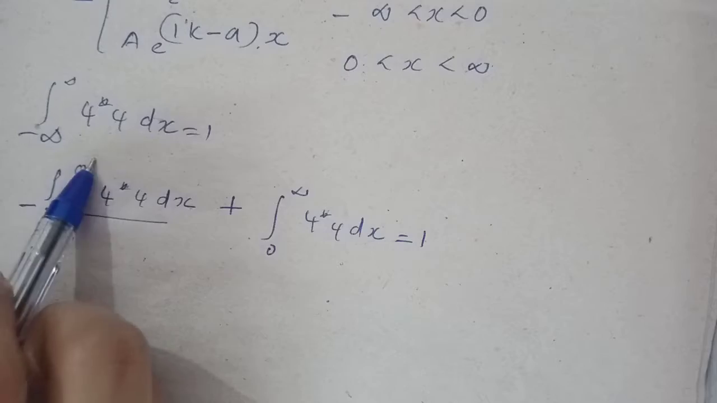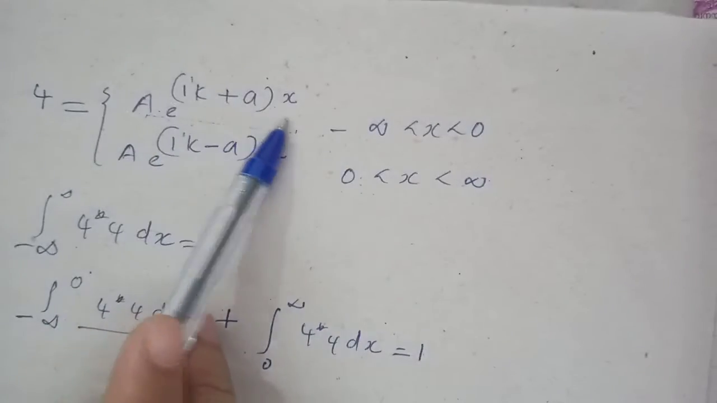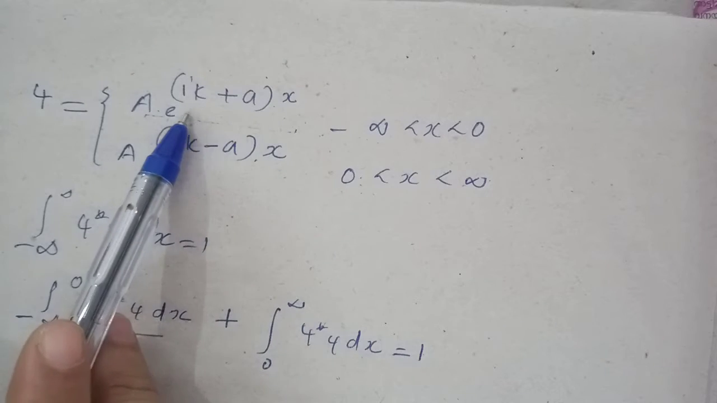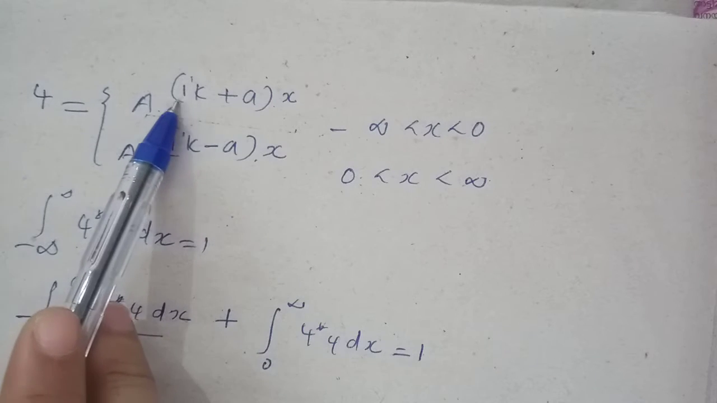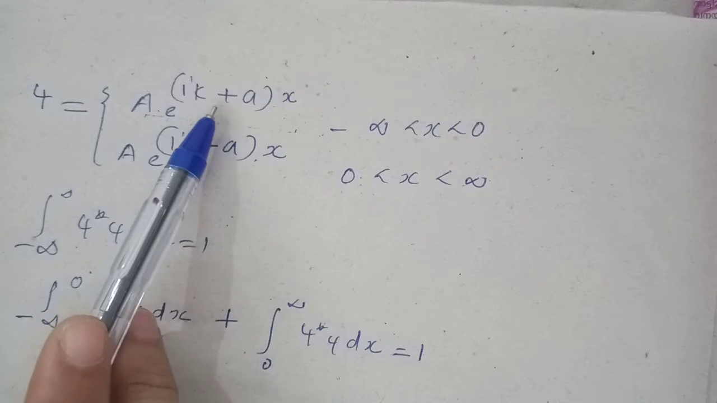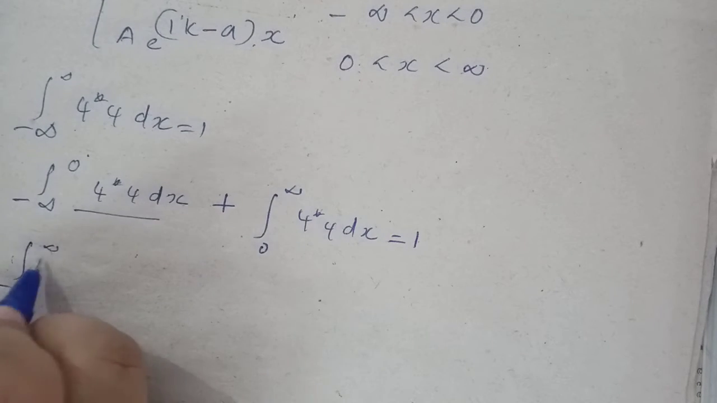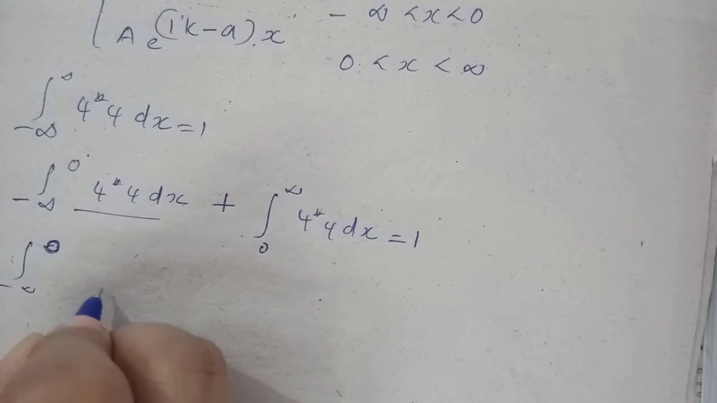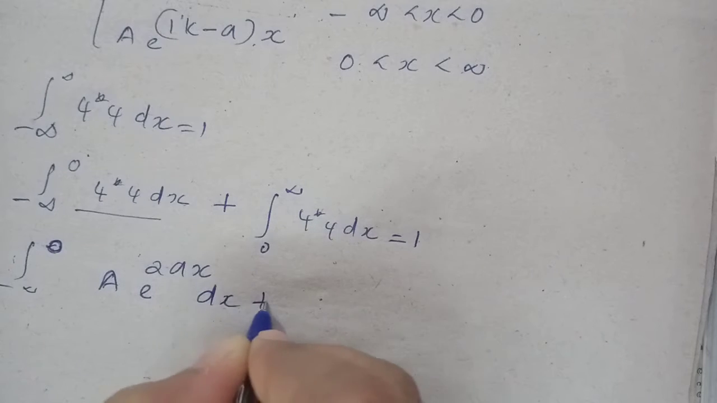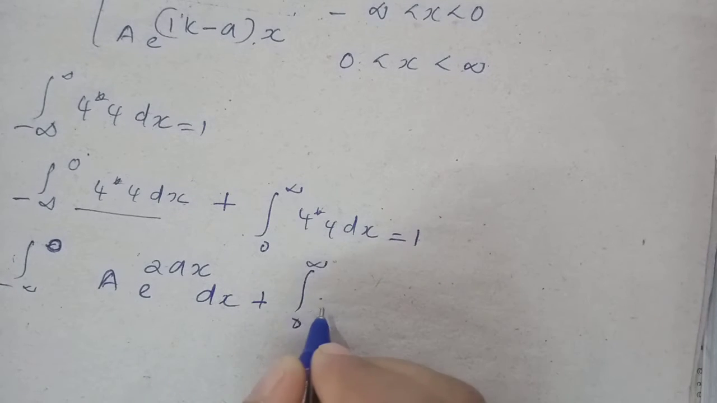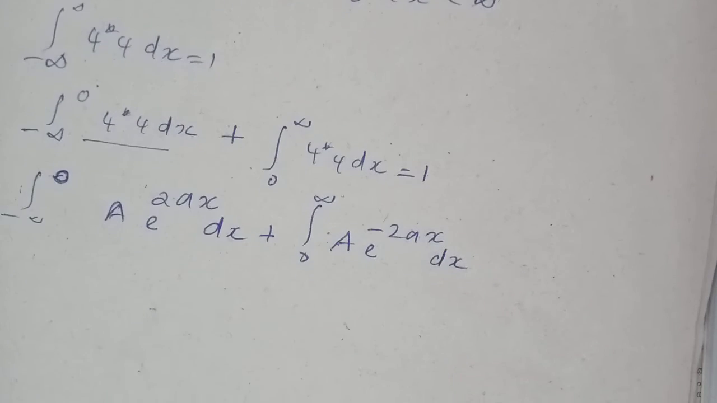And we know that for the integral from minus infinity to 0, psi is a e raised to i(k plus a)x, and psi star is a e raised to minus i(k plus a)x. So the imaginary terms, a e raised to ik and a e raised to minus ik, cancel. So for minus infinity to 0, that is a squared e raised to 2ax dx. Similarly we get here a squared e raised to minus 2ax dx, and we have to integrate.